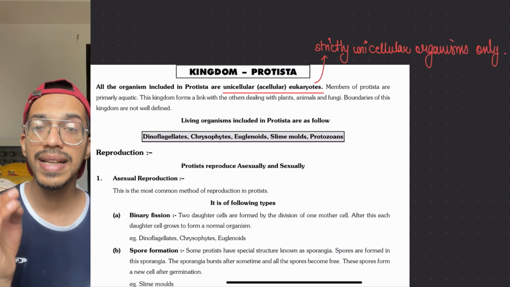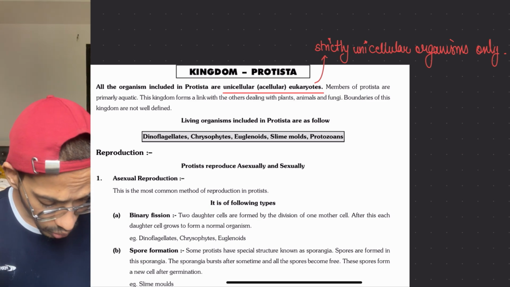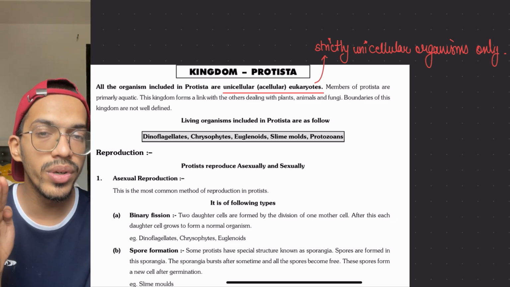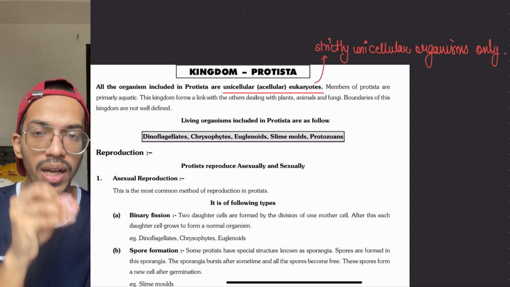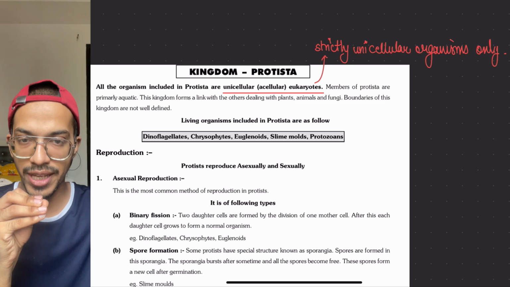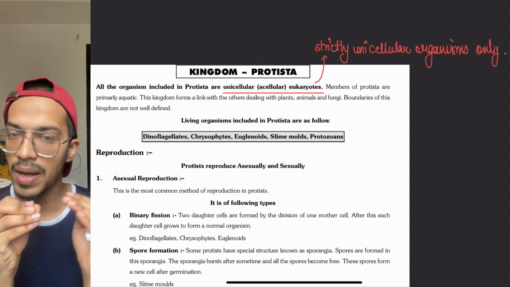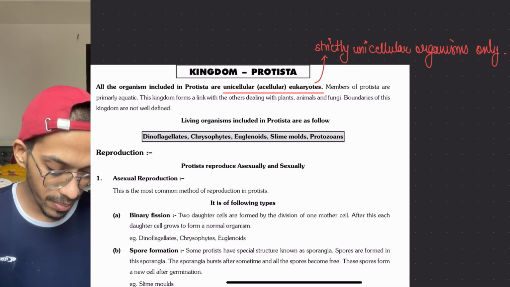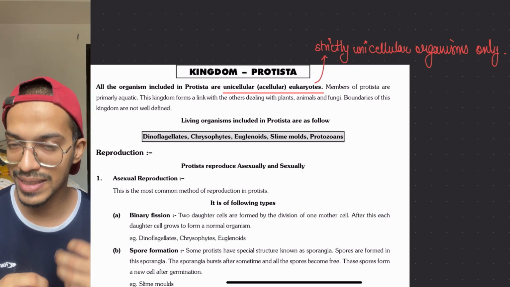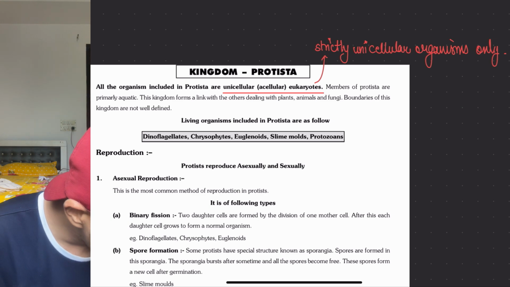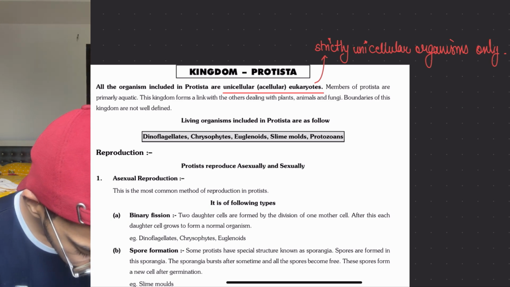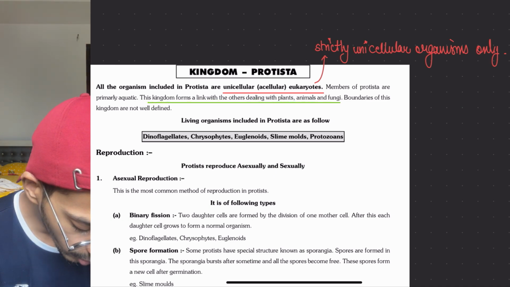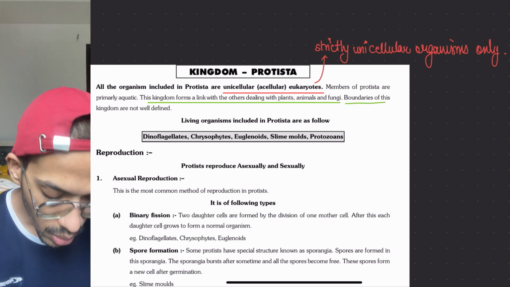Okay, now the next thing is that this kingdom does not have set boundaries, means there are certain organisms which look like animals and have features like animals, certain which have features like plants, and certain which have features like other kingdoms also. So well-defined boundaries are not there. Examples we will learn one by one. Here I am just telling you in brief that this kingdom forms a link between the plants, animals and fungi, because boundaries of this kingdom are not well defined.